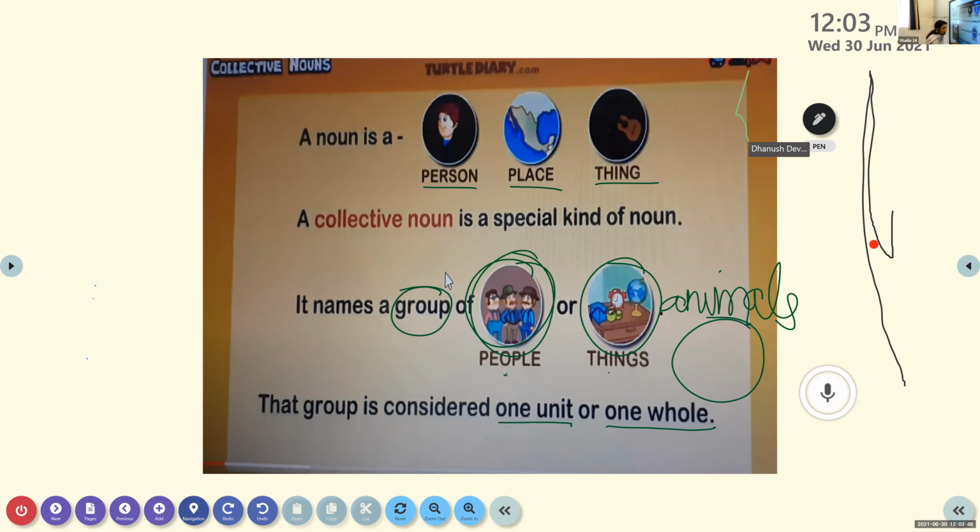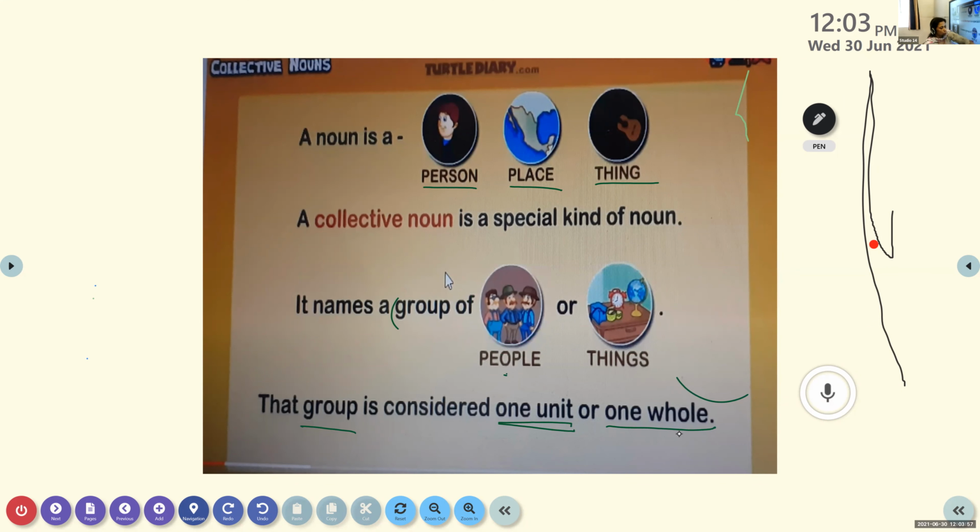This group is considered as one unit. You can see the group here. This group is considered as one unit, or we can call it one whole. Is it very clear to each and every one of you? By looking at the slide, you got it? That's why we say a collective noun, one group, is considered as one whole or one unit. So collective nouns are always singular. Didn't I explain this in the last session?